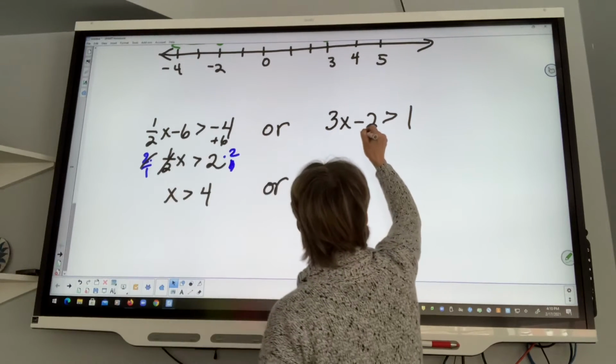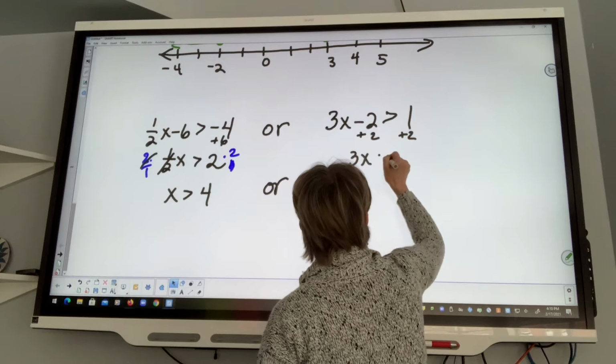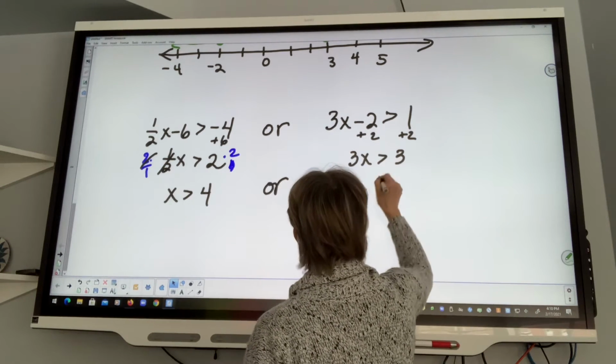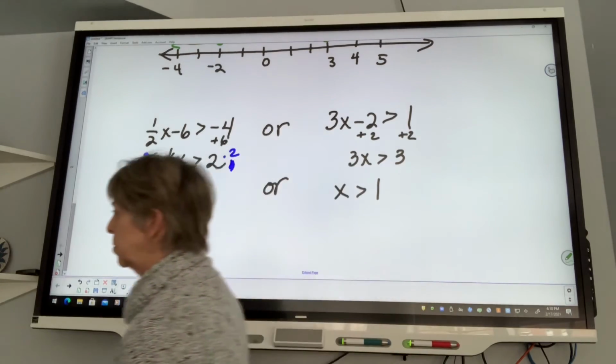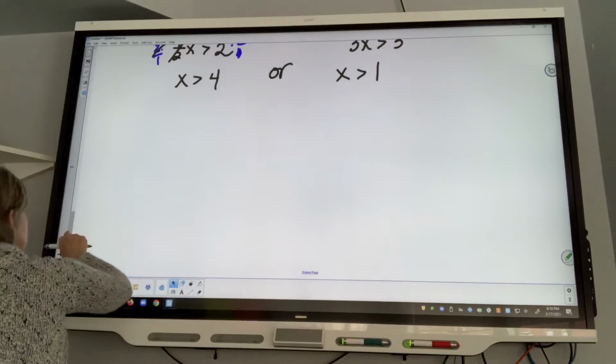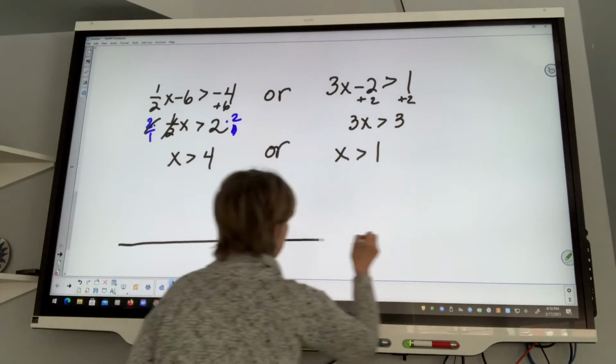Or, here I'm going to add 2 to both sides. You don't have to show that step, but I'm showing it. Then you divide by 3. Again, I'm not dividing by a negative, so I'm not switching the sign. Okay, now, this one's a little bit different. You can't be on autopilot. You got to be looking at this.